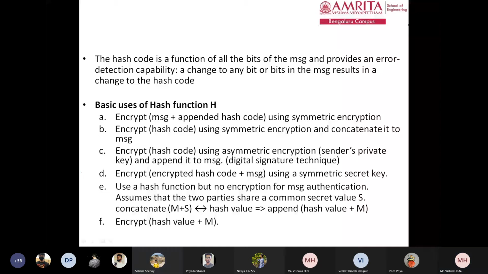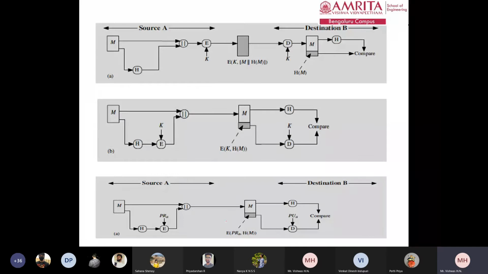Okay. So use a hash function, but no encryption, for message authentication. Assume that the two parties share a common secret value S. So the same thing I have discussed with diagrams is written over here. But if you understand this, it is very easy to answer any question. You should know this. There are a few diagrams here. You can see the first one, A, B, C, A.